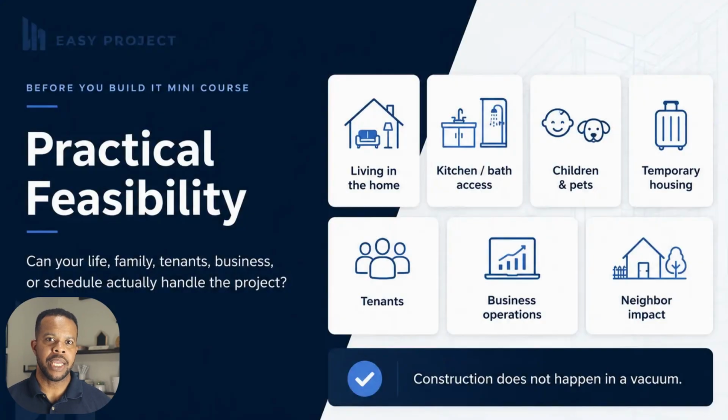The fourth category is practical feasibility. This is the category that many owners forget.